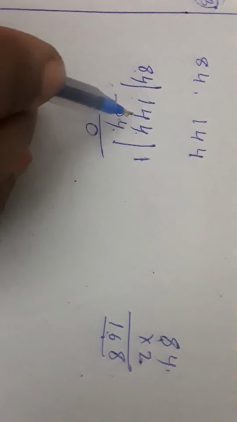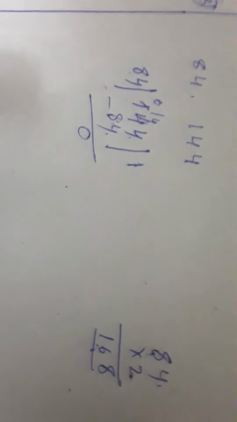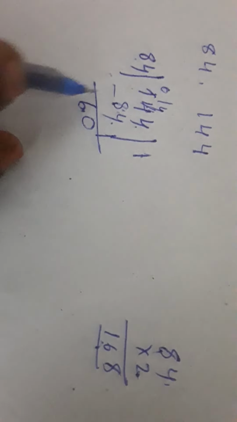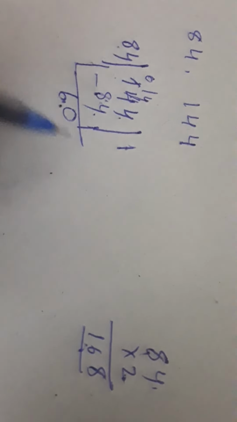4 minus 4 is 0. 8 is, we cannot subtract 8 from 4. So borrow 1 from 1. 1 will become 0. This 4 will become 14. 14 minus 8: 8, after 9, 10, 11, 12, 13, 14. 6. Now we get the remainder 60. This is our first remainder, 60.